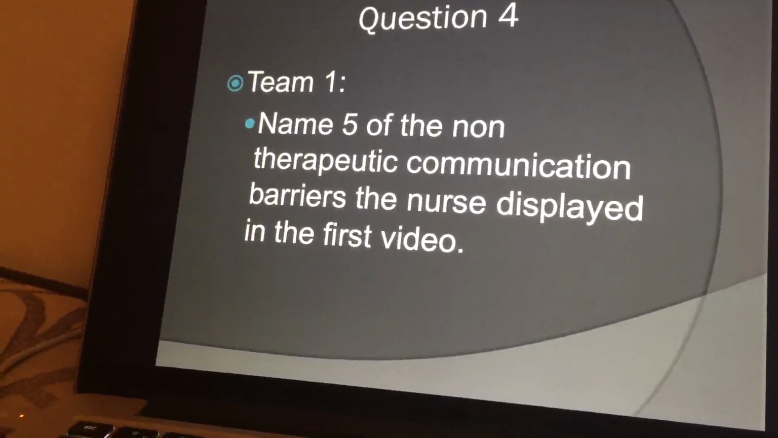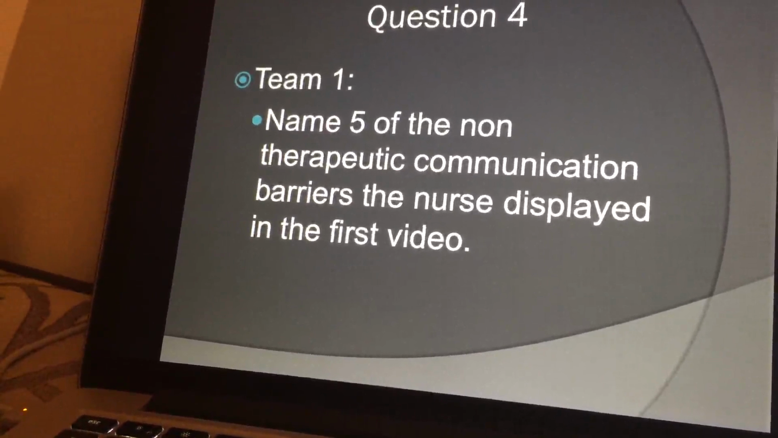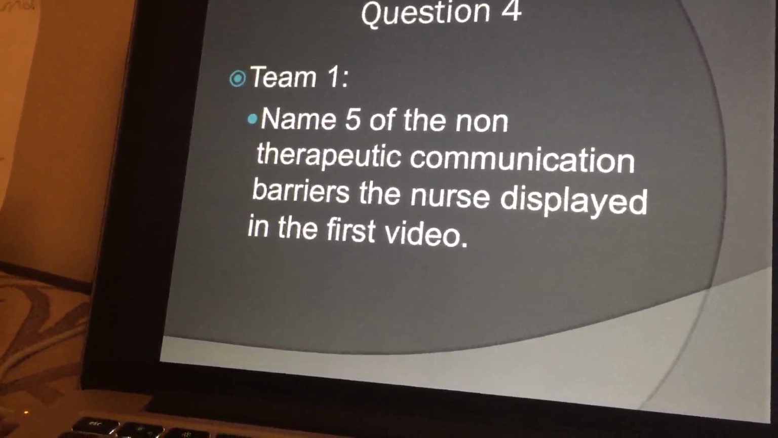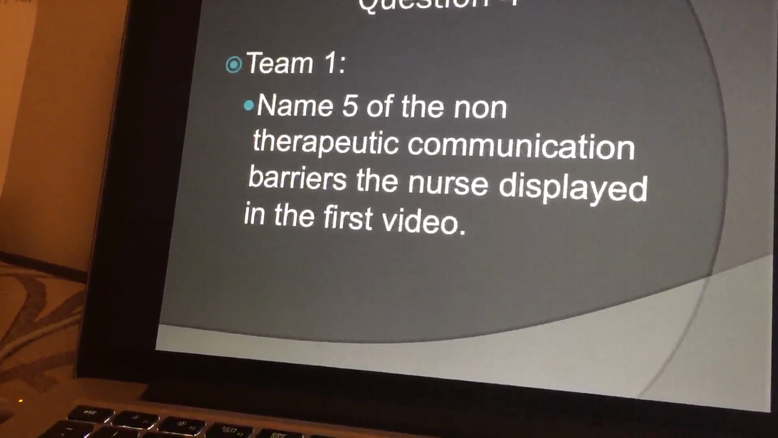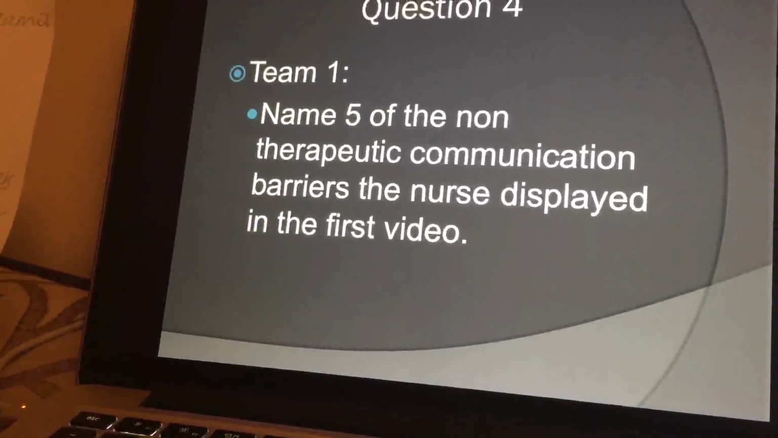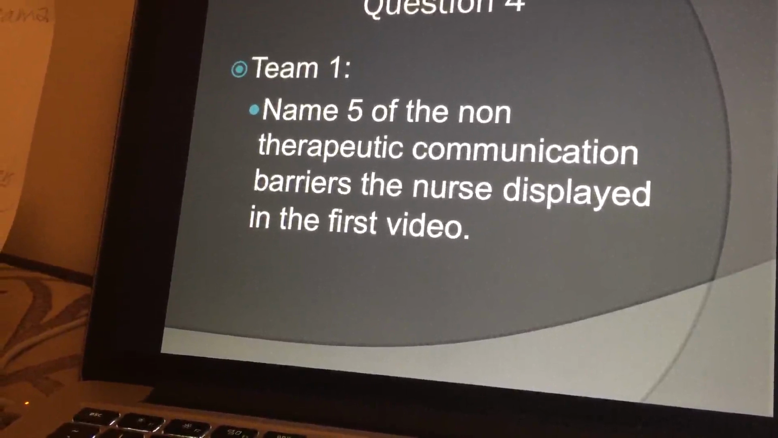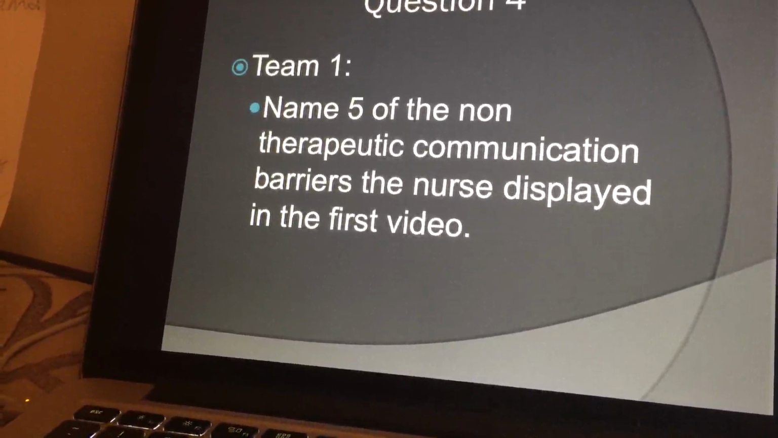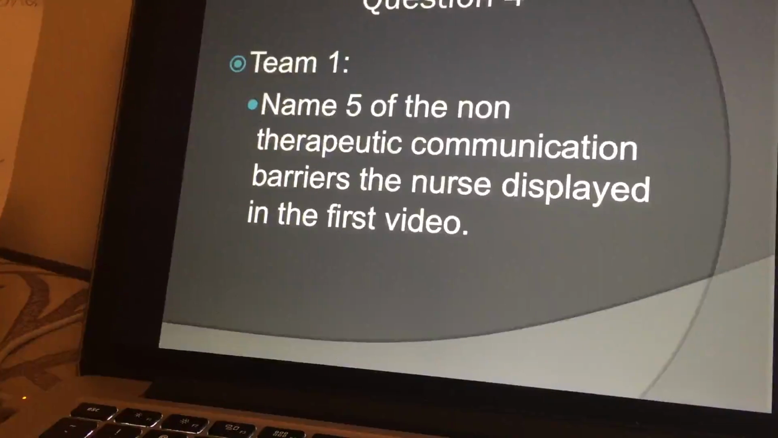Okay, time's up. Let's share some of Team 1's answers. Answer 1, she offered advice when saying she shouldn't have chosen the doctor that she did because the doctor hardly ever comes to see his patients and so on.